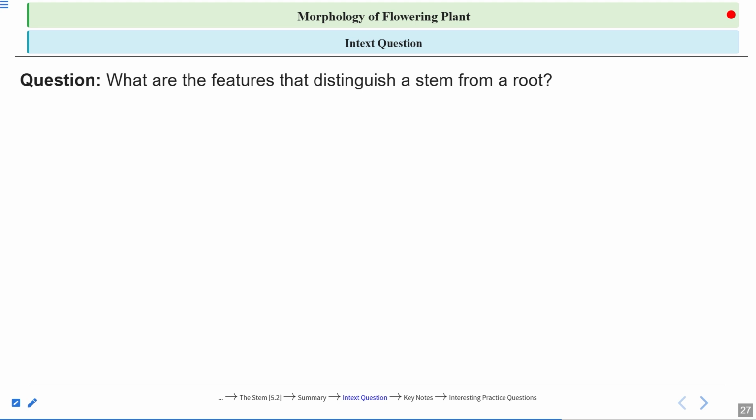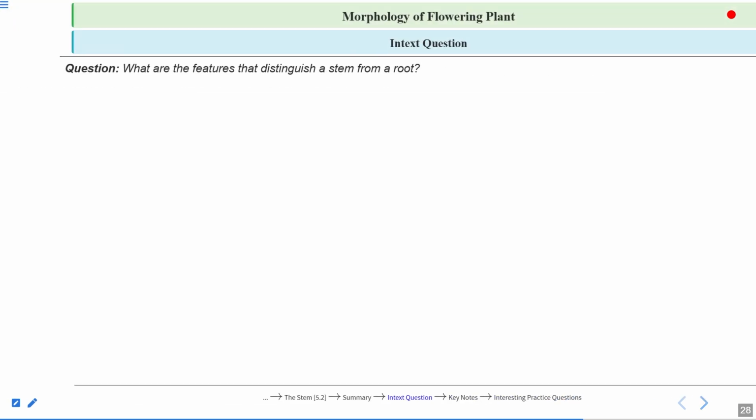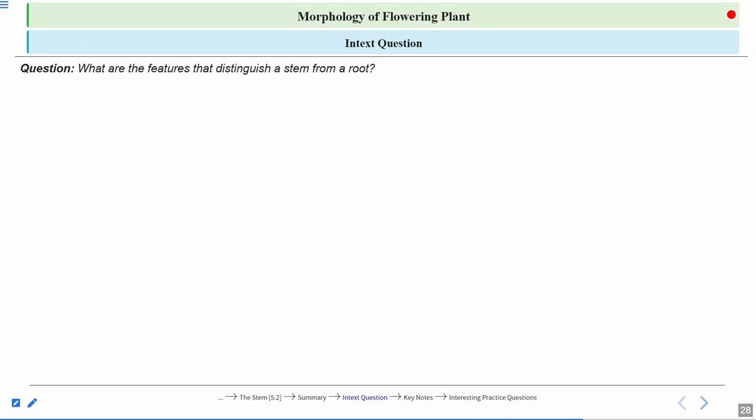Now we have some in-text questions, from the NCERT book only. The first one: what are the features that distinguish stem from a root? How can you distinguish stem from a root? Let us see the answer. This was our question.